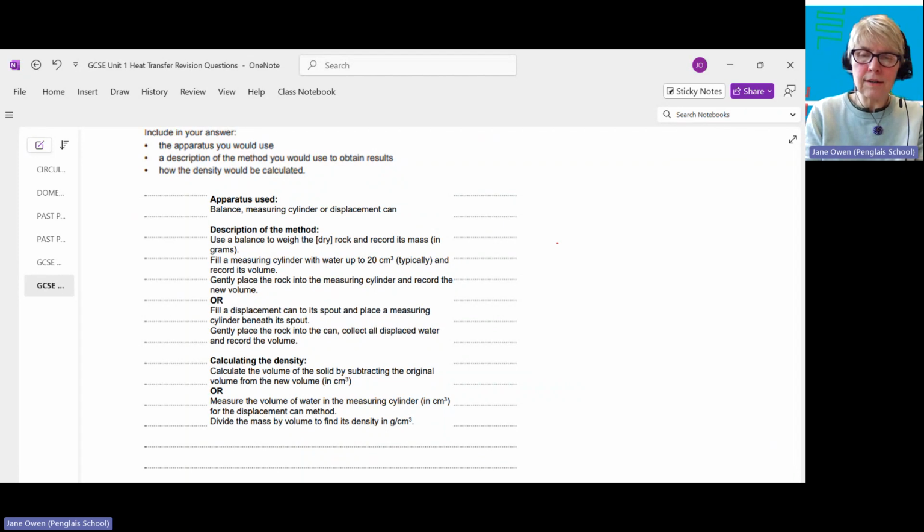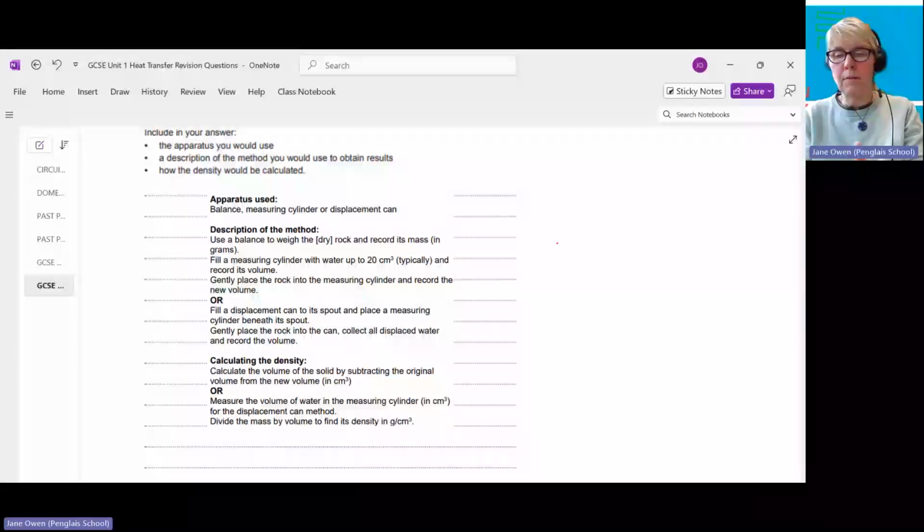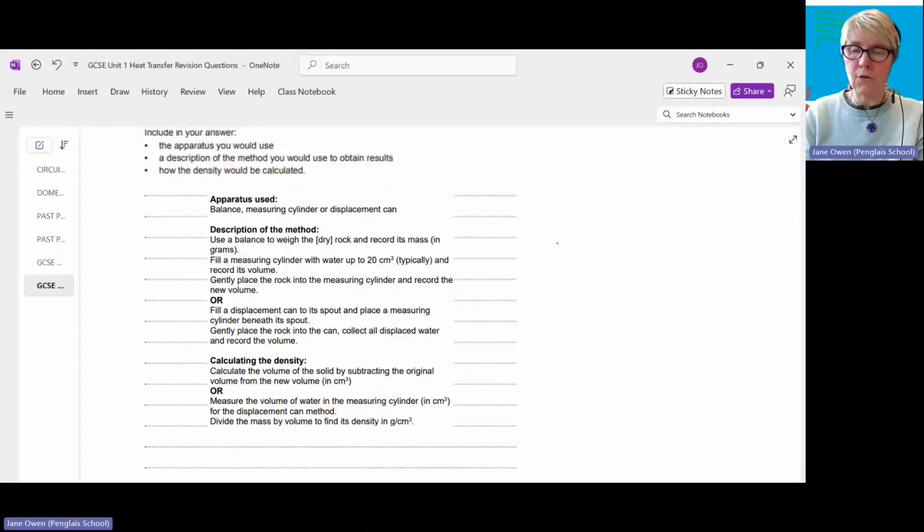Fill a measuring cylinder, okay, up to a certain amount. I just chose 20, they chose 20 as well. You don't have to choose 20. Record the volume and then put the rock in without splashing any water out and measure the new volume, and then take the two measurements away to find the volume of the rock alone.